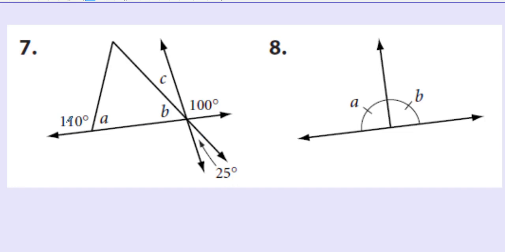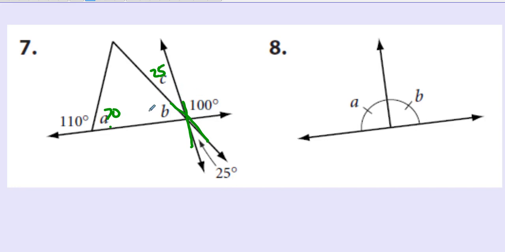Moving on, linear pair, this has to be a 70 because it has to make 180. This is going to be 100 down here. This is a 25. Now, vertical angles lets me know that C has to be a 25.